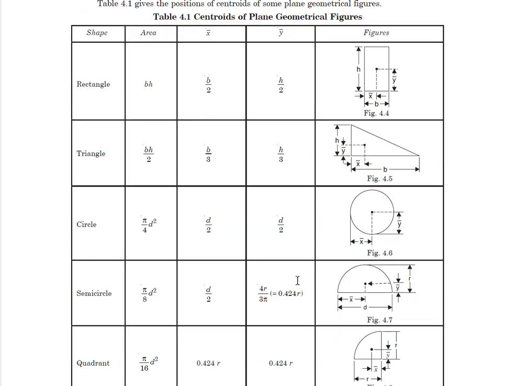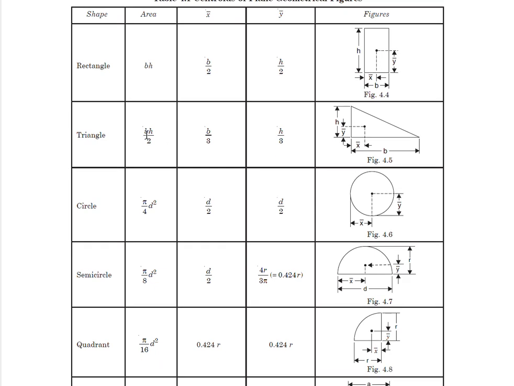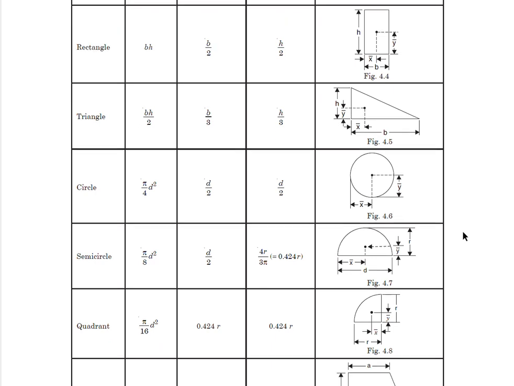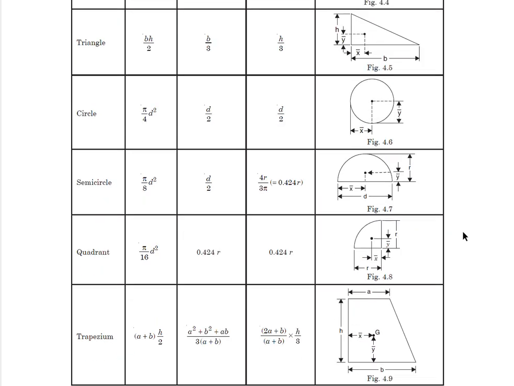Similarly, for a triangle, you have an area of b h divided by 2, and the position of the centroid will be b by 3 and h by 3, taking the lower left corner of this triangle as the origin. And similarly, for a circle, this is the center point of the circle. The area of a circle we already know, pi by 4 d square, and d by 2 is the x position and y position of this centroid.